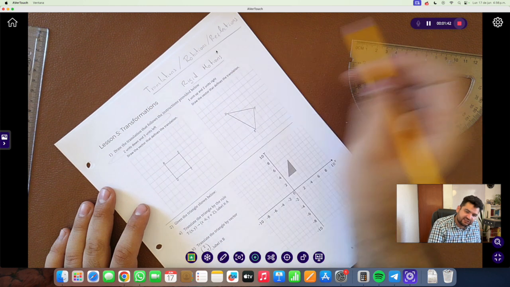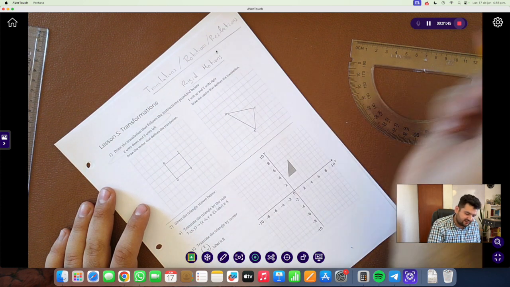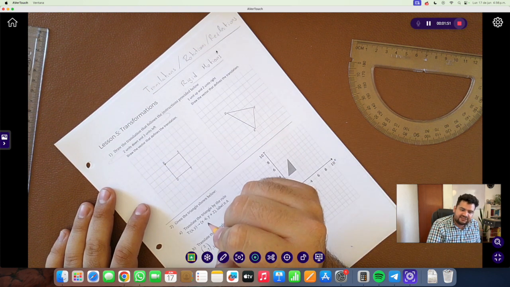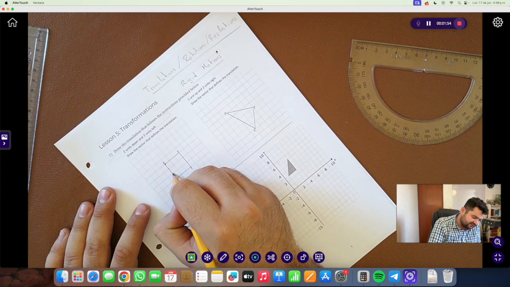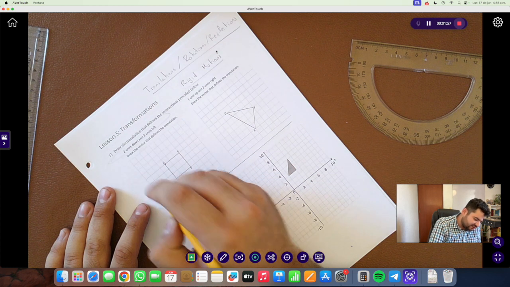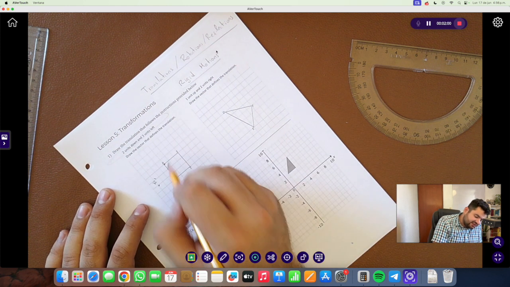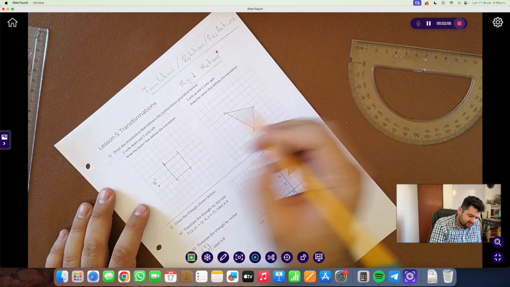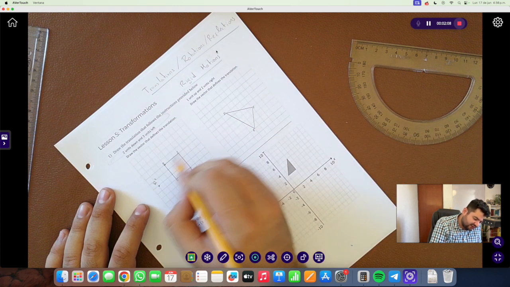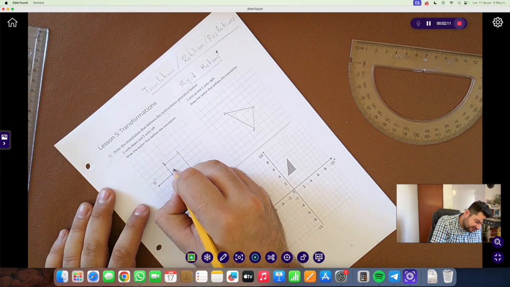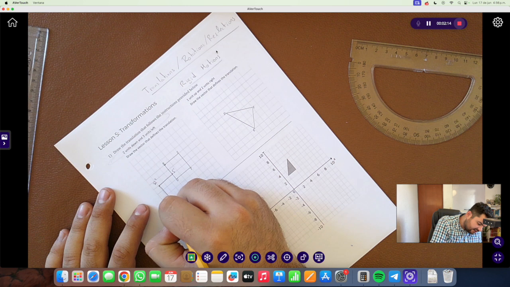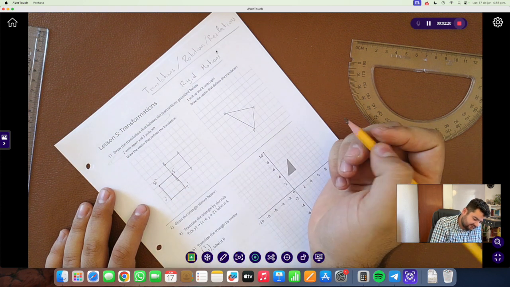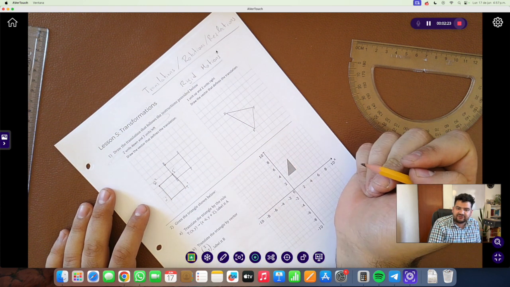A way of describing a translation is like this: 2 units down, 3 units left. So how do I do it? I take any vertex and move it 2 units down, 1, 2, 3 units left. 1, 2, 3. So here is our prime. Now, because I know that a rigid motion does not change the measurement of the sides and the angles, and this is a 3 by 3 square, I know that S prime is here, that U prime is here, that T prime is here. And this is my first translation.